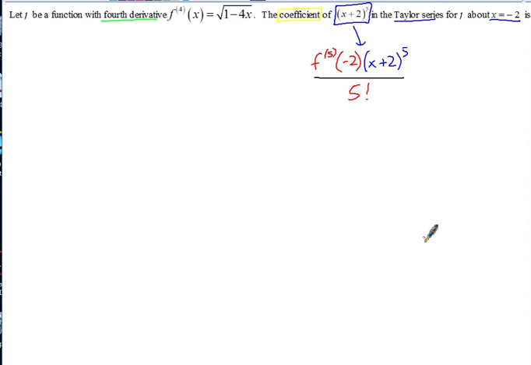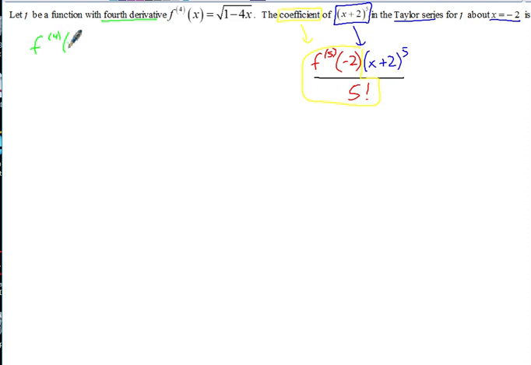All right, so the coefficient, again, is going to refer to this whole thing out in front. That's going to be the coefficient of (x plus 2) to the fifth. That's what we're looking for. So notice we need the fifth derivative at negative 2. But unlike the other one where we started with the original function, this one's a little easier because we're already starting with the fourth derivative. So we don't have to take the derivative 5 times, we just have to take the derivative once to get to the fifth derivative.